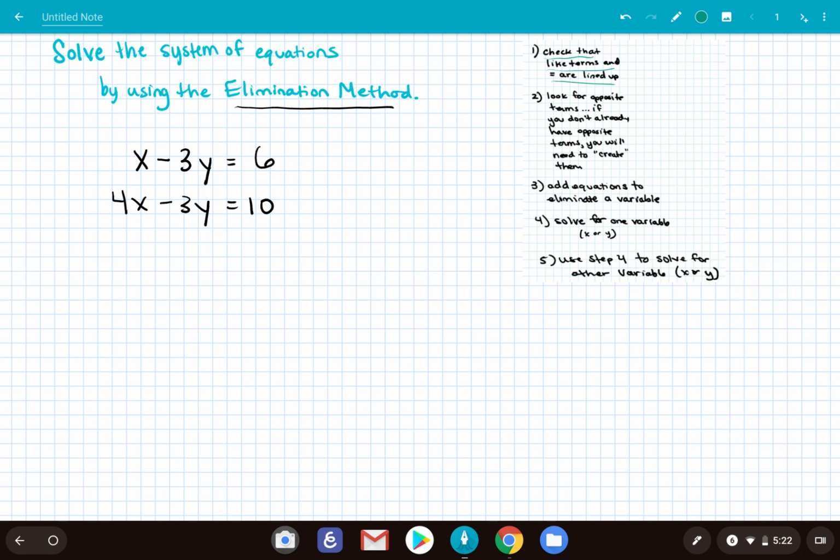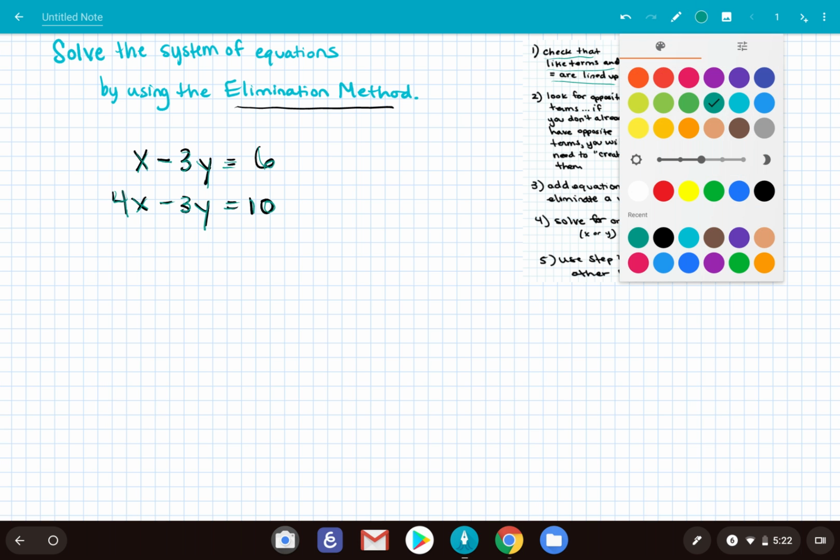So let's look for our x terms to be lined up, and that's correct. That is true. And then our y terms are lined up. That's true. Our equal signs are lined up, and our constant terms are lined up. So that first step is done. Everything's lined up. So that means that the elimination method is going to be a really good method to use.